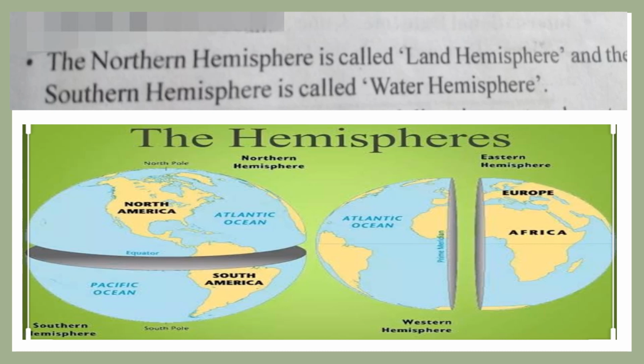The northern hemisphere is also called the land hemisphere because it contains 60% of land and 40% of water. On the other hand, there is 81% of water and 19% of land in the southern hemisphere. So it is called the water hemisphere, because it contains more water and less land.